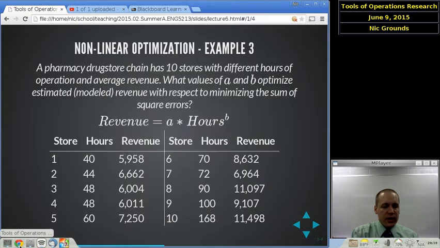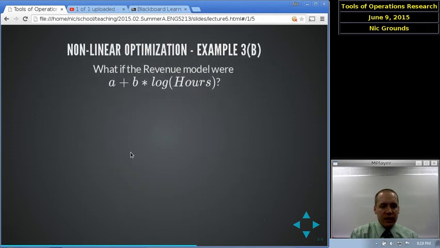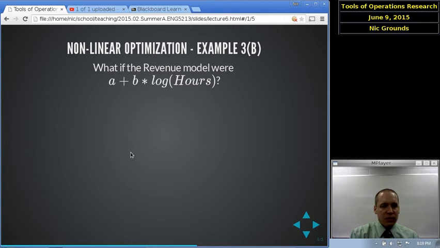So that's 3 nonlinear examples. So we did that. So what if the revenue model was the log of hours instead of hours raised to the power of B?